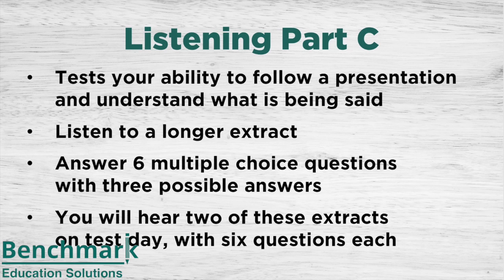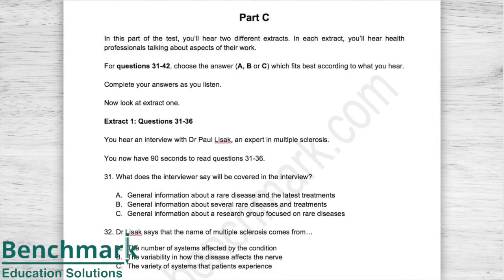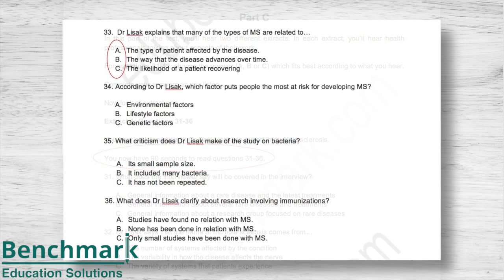You'll have 2 of these longer extracts to listen to on test day with 6 questions each, so that makes a total of 12 possible points you can achieve in listening part C. Let's look at a sample answer sheet from listening part C. You'll have time to read through the 6 questions first, then you'll listen to the extract. Remember to mark your answers as you listen, filling in the circle next to your answer with a number 2B pencil. Here are a few tips for listening part C.